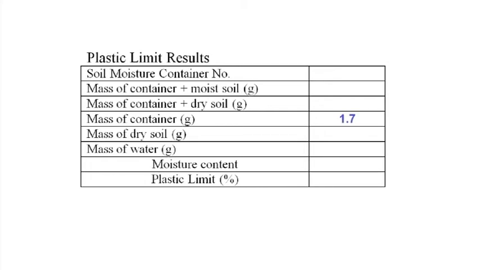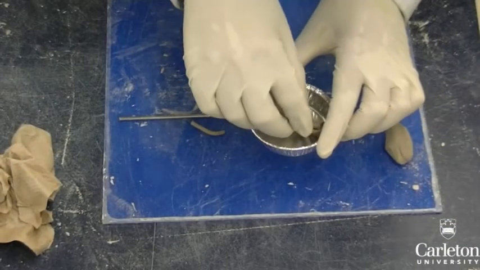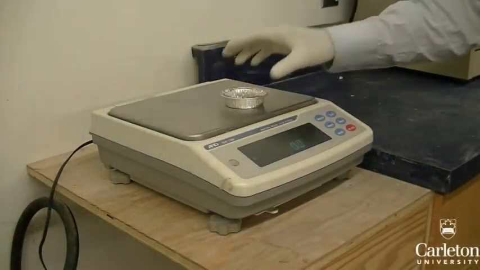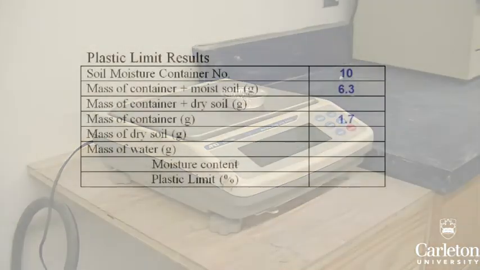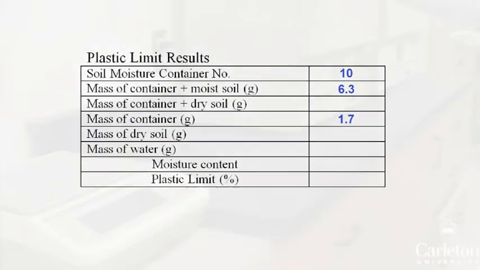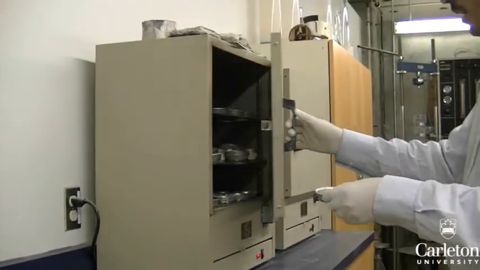Place a numbered moisture container on the scale and record its mass in a table. Record the number of the container you are using. Place the sample in the container and record the mass of the container plus the wet soil. Then place the container into an oven to dry.